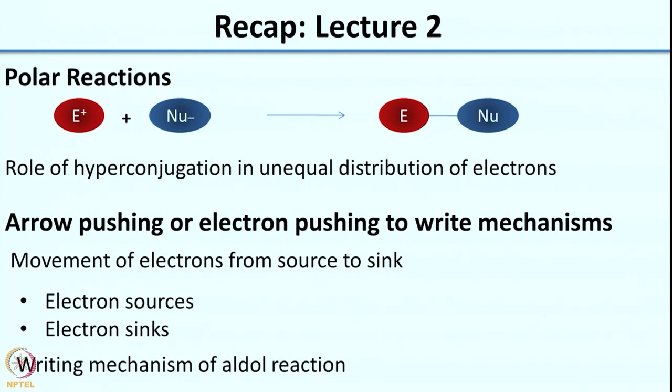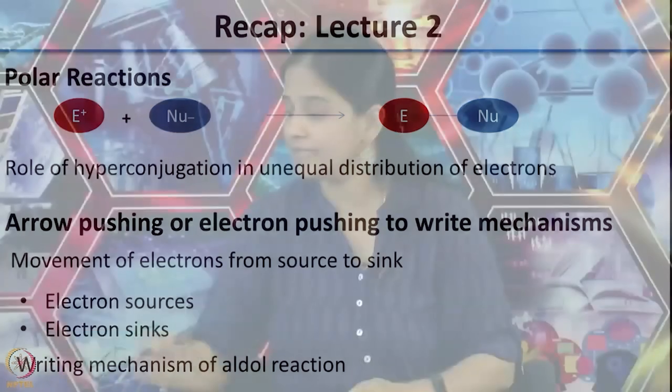And in lecture 1 we had looked at the inductive effect and resonance effect. Then we had also looked at actually writing mechanisms by arrow pushing or electron pushing, and how to move electrons from electron sources to electron sinks, and I had given you examples of different types of electron sources and sinks, and we had stopped by writing the mechanism for the aldol reaction. And before stopping, I had asked you to work out two problems.